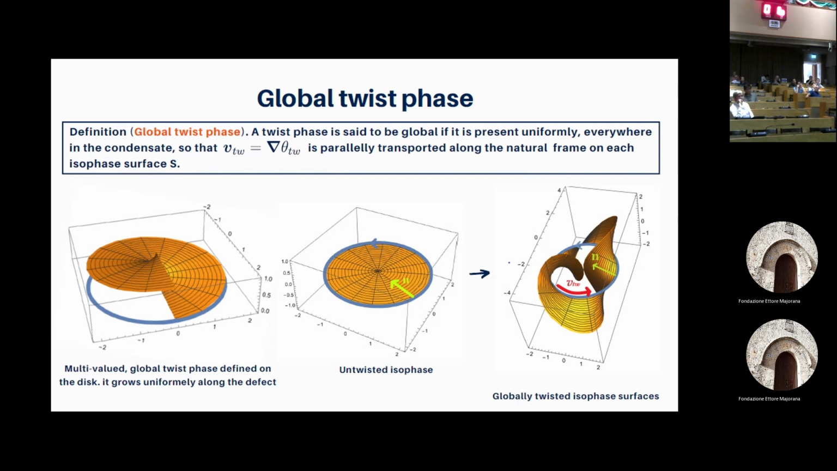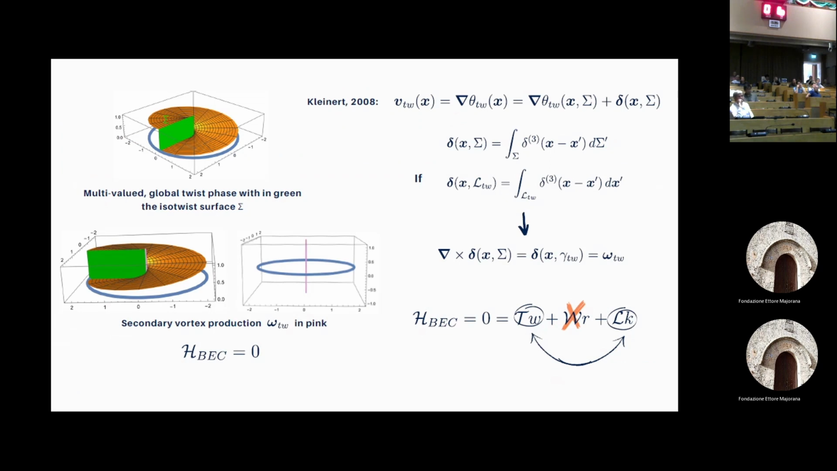So in this case, we have a multi-valued twist, and so we can fix a cut surface, the green one, we call it sigma, and by using, again, Kleinert's theory that Renzo told us this morning, we discovered we could demonstrate mathematically that a secondary vortex will form at the center of the vortex.